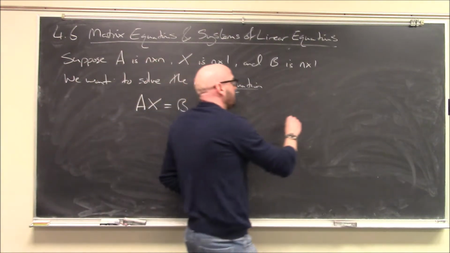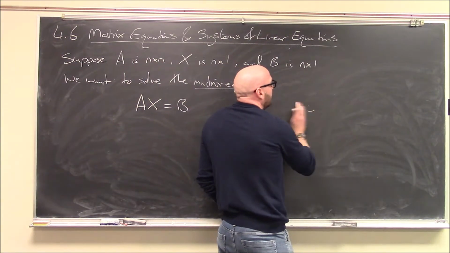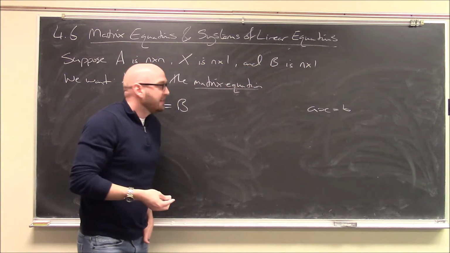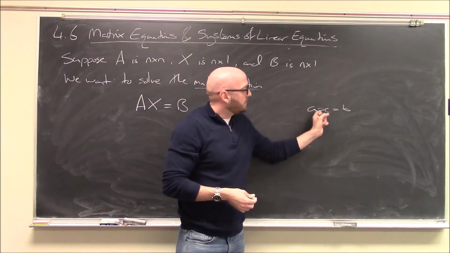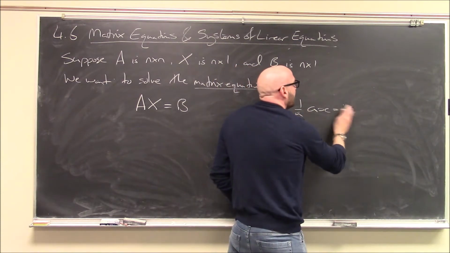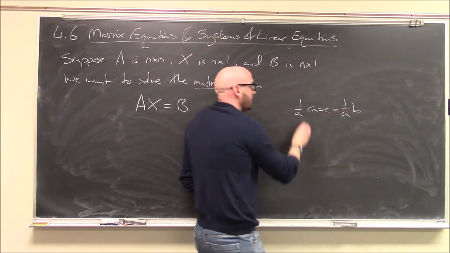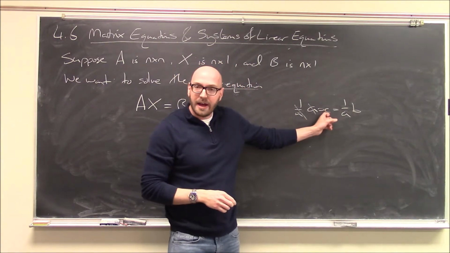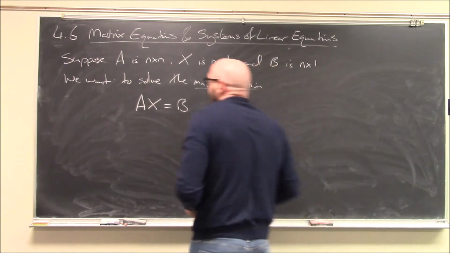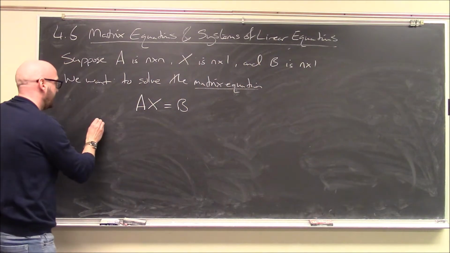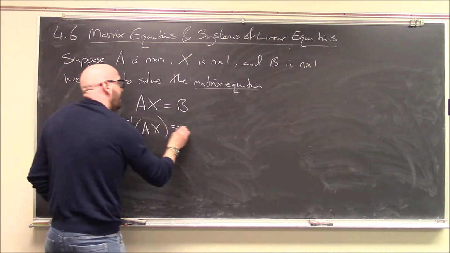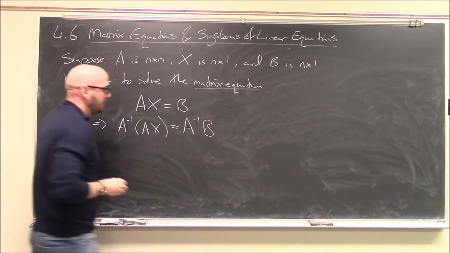Well, just as with real numbers, suppose these are real numbers, AX equals B. Instead of thinking of division, you would think, I need to multiply both sides by the inverse of A, right? You would say, I need to multiply both sides by the inverse of A, and then they would cancel out, and then I would have X isolated. That's what we're doing here. So because there's no division, I'm multiplying both sides by the inverse of A.